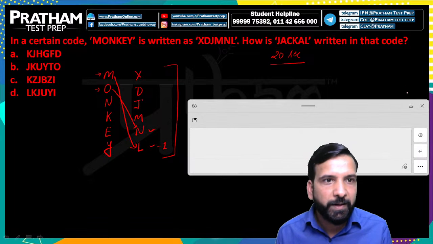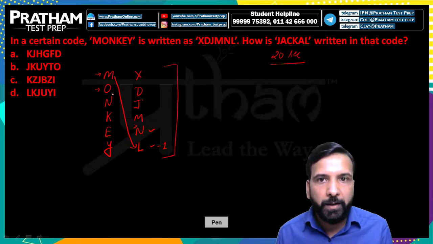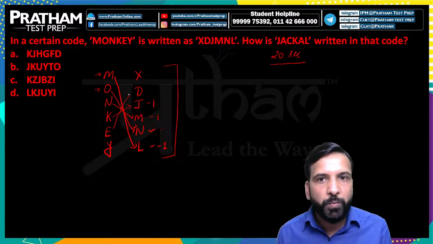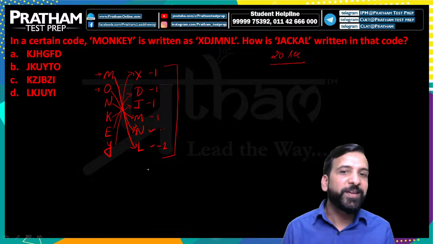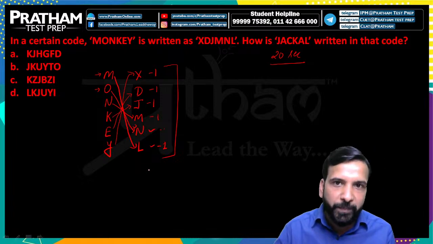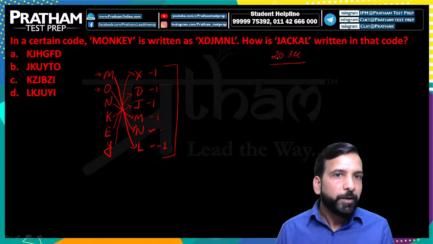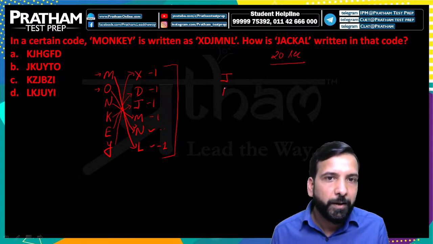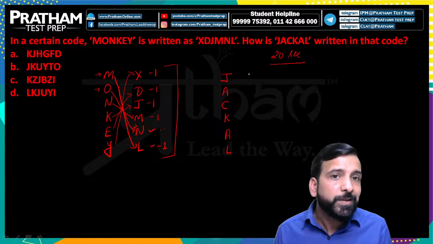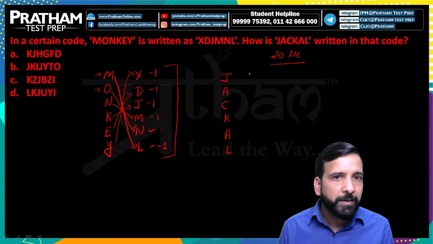Right. Similarly, we will check the next case. What will we get? N -1 is M. Yes, perfect. K -1 is J. E -1 is D. And Y -1 is X. So what did we do? We noted the code in reverse order and then did -1. Do the same with the word J A C K A L. Right. So L -1. What is L -1? K.